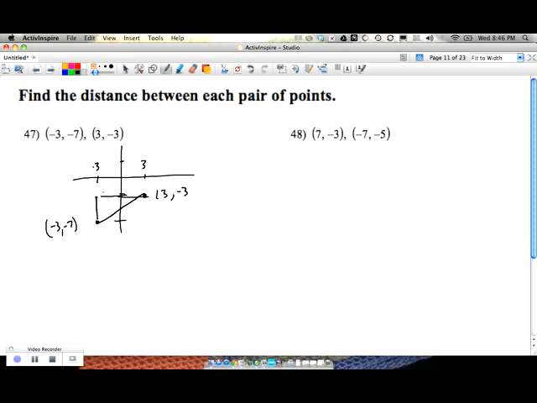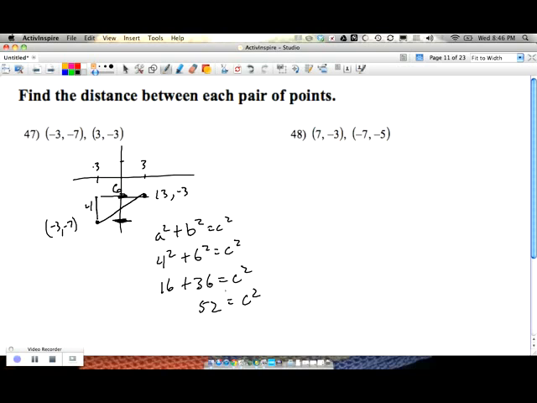I'm going from -3 to 3 in the horizontal direction, so that's a distance of 6. And in the other direction, I started at -7 down here on the bottom, and I went up to -3 here, so that's a distance of 4. So when I do my Pythagorean theorem, I know that 4 and 6 are the two legs, so that's what I'm plugging in for a and b. That gives me 16 plus 36 equals c squared. If I add those two together, it gives me 52 equals c squared.